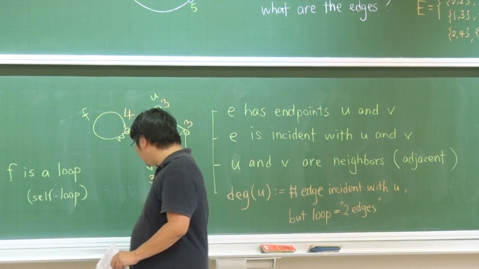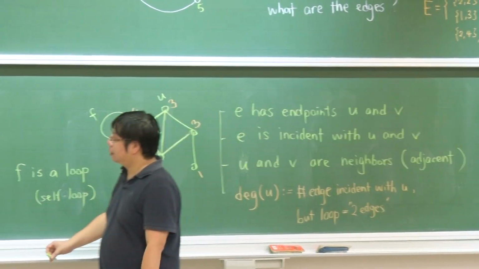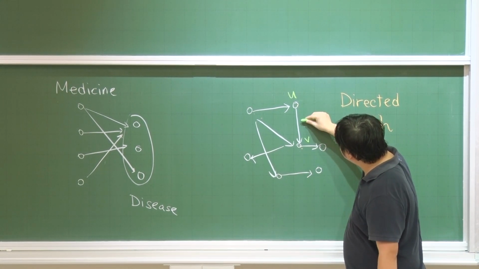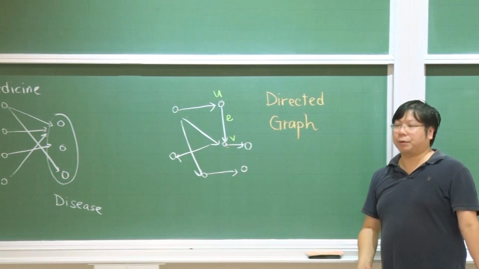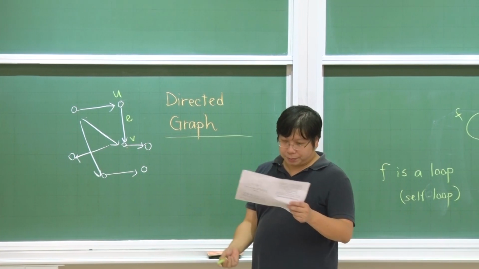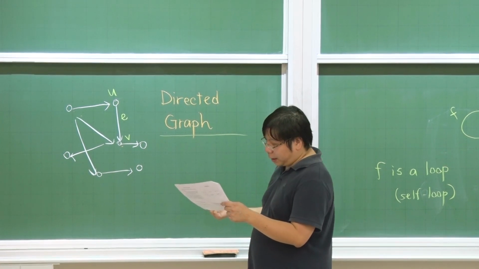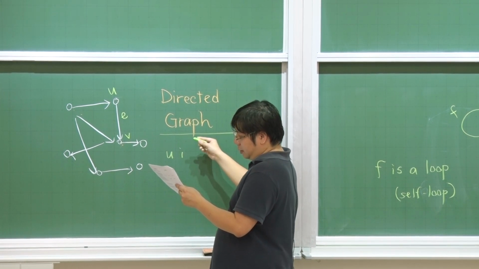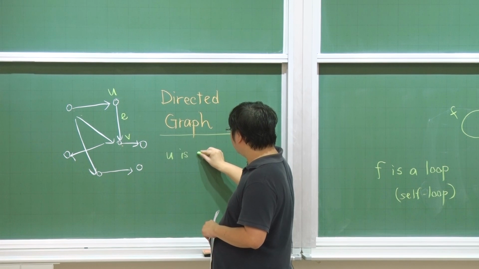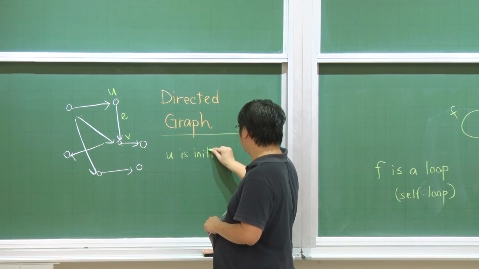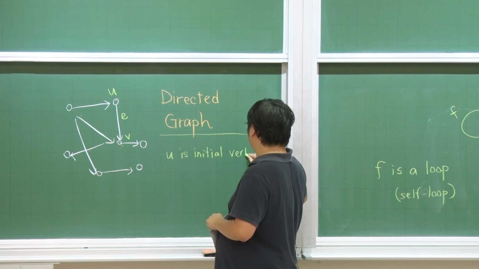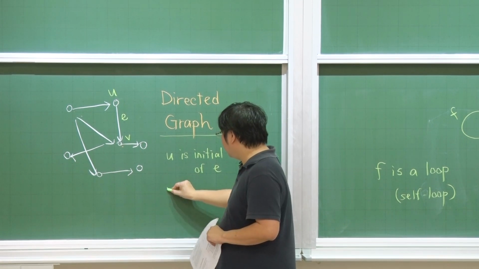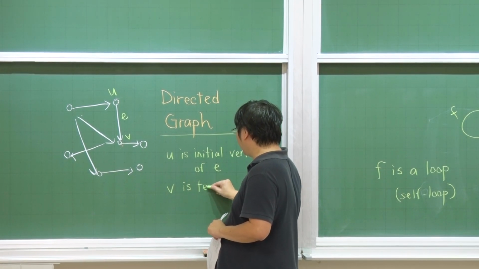For directed graphs, we have a similar set of notation. Let's say this is U, this is V, and this is E. This time it is a directed graph. In a directed graph, we say U is the initial vertex of E, and V is the terminal vertex.